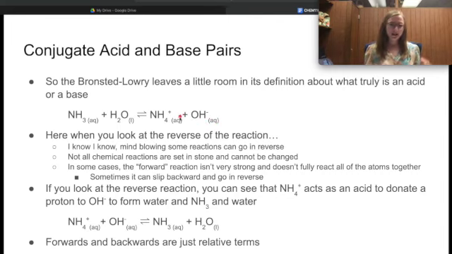However, if you look at it backwards, you can see that NH4 plus is going to give up a proton to become NH3, and OH minus is going to take that proton to become H2O. Wait, what did I do there? Why did I go backwards? Oh, that's uncomfy, right? That's not fun.